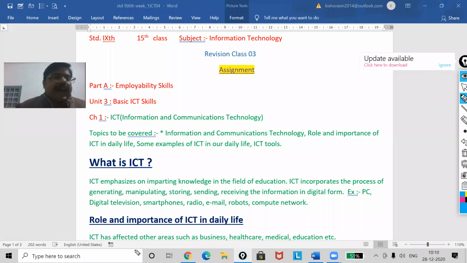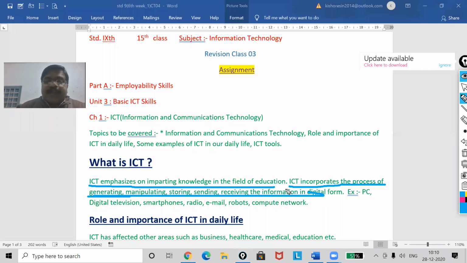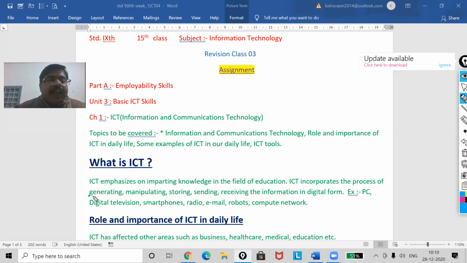Now, what is ICT? ICT emphasizes imparting knowledge in the field of education. ICT incorporates the process of generating. Listen, my dear, these are the terms which I'm saying, which are very important. First one, generating. Next one, manipulating. Next one, storing. Next, sending. Next, receiving the information, and whatever the topic I just said, all will be in digital form.